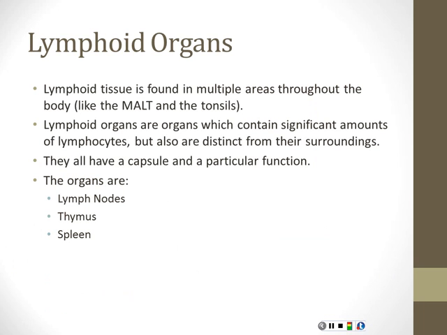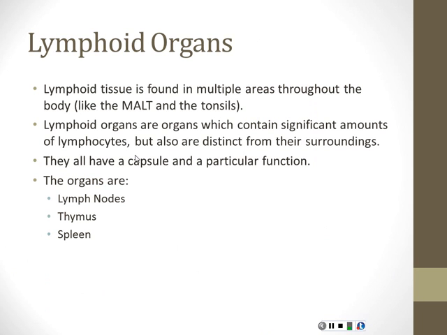All right. Okay, so the mucosa-associated lymphoid tissue, the MALT, and the tonsils, those are lymphoid tissues. Now we do have some lymphoid organs. So what's the difference between the tissue and an organ? An organ is separate from its surroundings, and it has a unique and separate task or thing that it accomplishes.